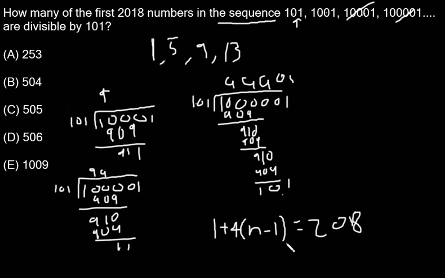So let's do it. Let's first distribute the 4. So 4n minus 4 plus 1, and this is equal to 2018. We know that negative 4 plus 1 is negative 3. Add 3 on both sides, so we have 4n is equal to 2021. If you divide 2021 by 4, I already did that, but you can do it on your paper, that is equal to 505.25.